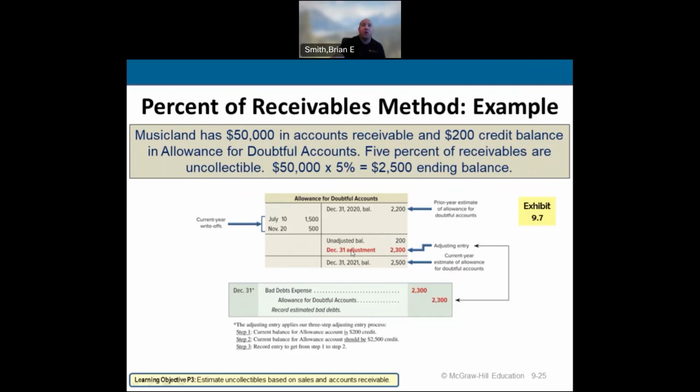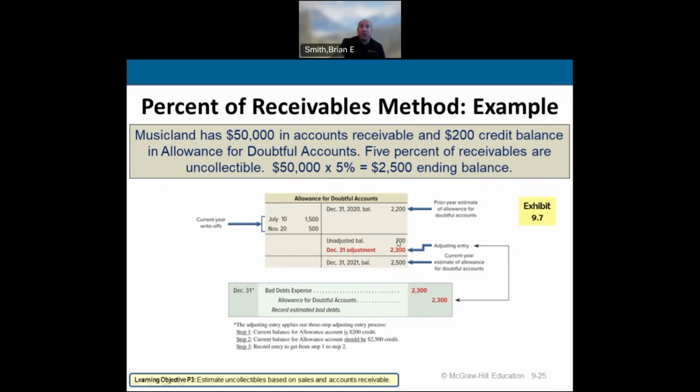Whereas before, with the percentage of sales method, you calculated this number and just added it to get the ending balance. With this method, the percentage of accounts receivable method, you're calculating the ending balance, and you need to find out what adjustment you need to make to get your allowance for doubtful accounts balance to the ending balance in the account. So you're going to make an adjustment.